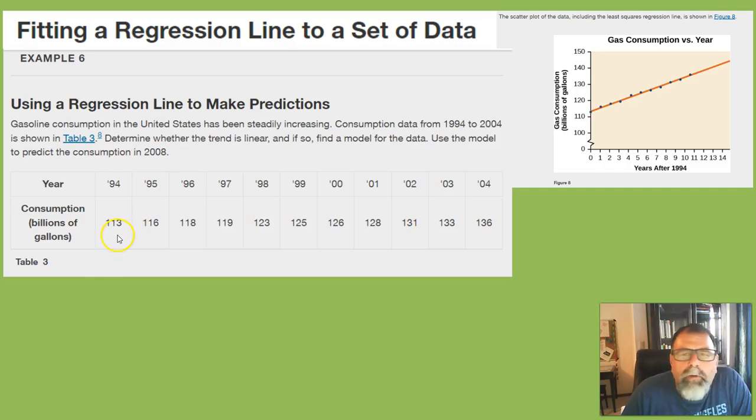Okay, so we're going to plug this into Desmos. So let me do that. I'll be back. Okay, before I do that, we're going to make T, this would be 0, 1, 2, 3, 4, 5, 6, 7, 8, 9, 10. So my input would be 0 and 113.